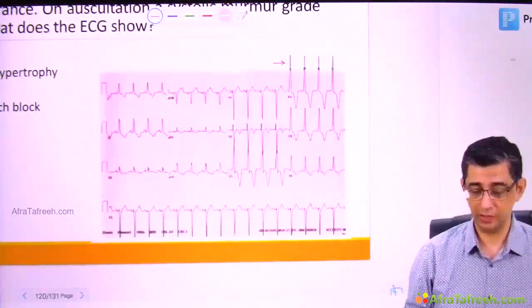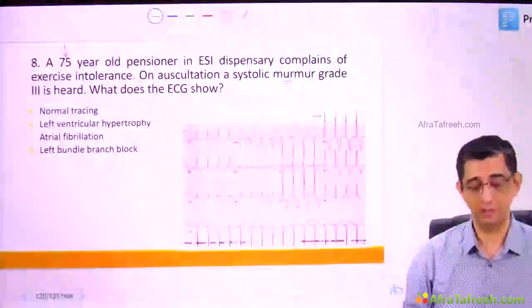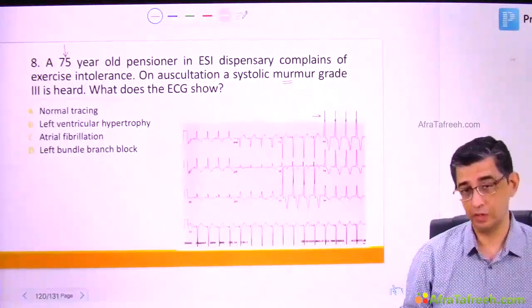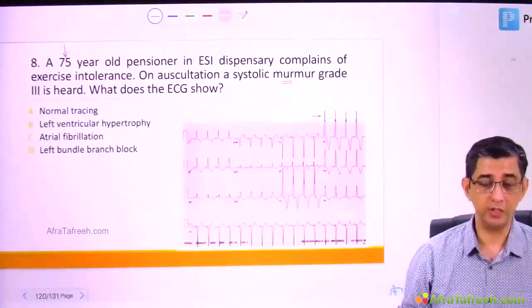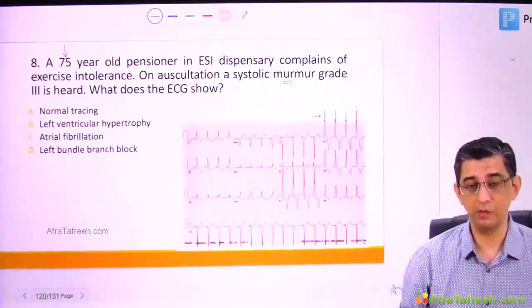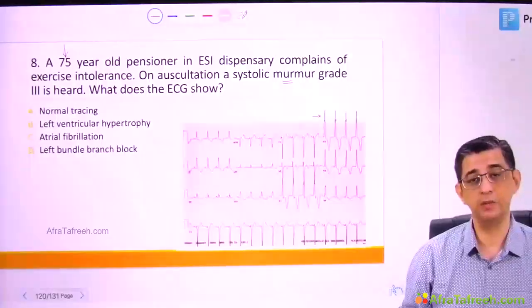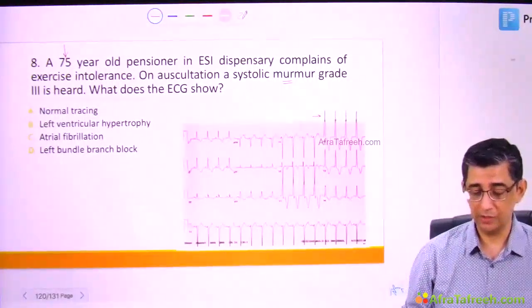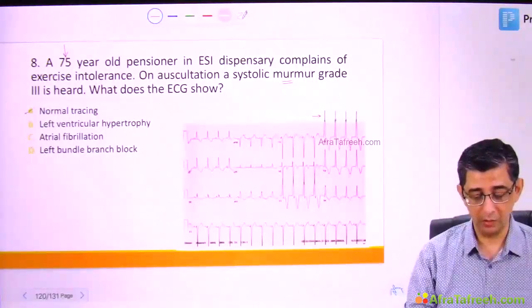So my first thought process, considering the age of the patient and the grade 3 systolic murmur, is valvular aortic stenosis. Aortic stenosis is not in the options, but one of its complications is very much in the options: left ventricular hypertrophy. Obviously, this ECG is not normal, so we can rule that out.